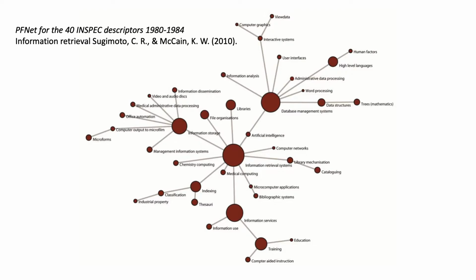McCain and Sugimoto in 2010 investigated the field of information systems itself. If you look at this, each node represents a descriptor, like how much work has been done in this area. If you look at information retrieval systems around 1980 to 1984, a lot of research and academic work was done in this area. That's why we have these bigger nodes here.